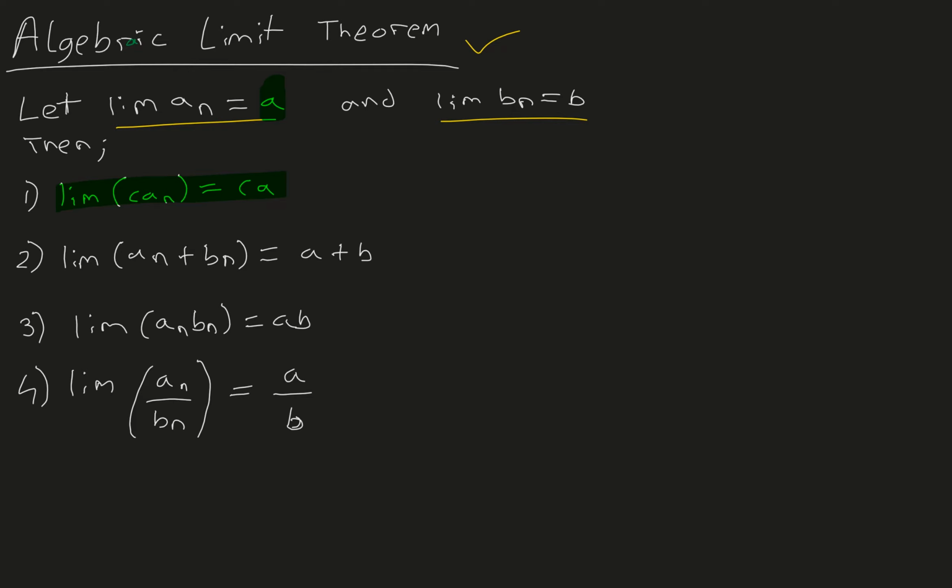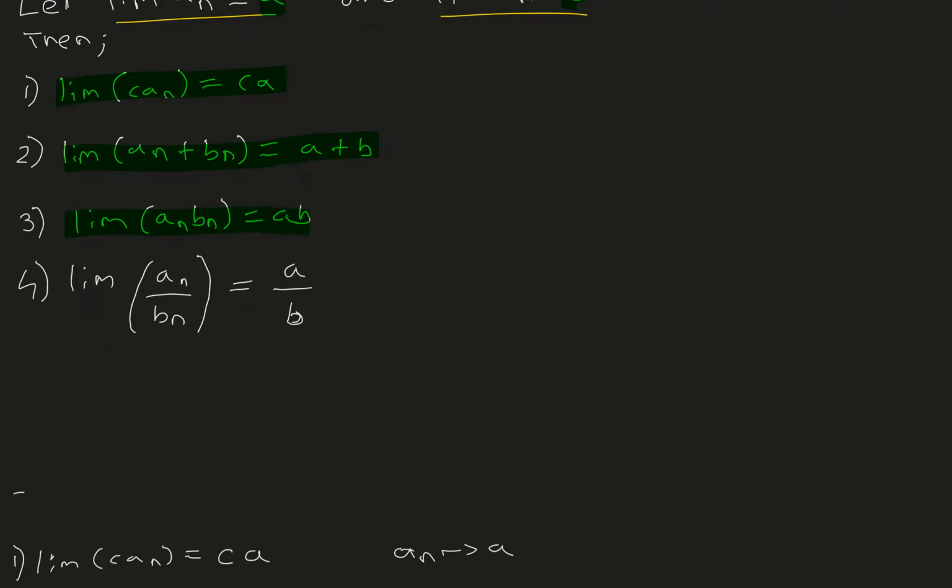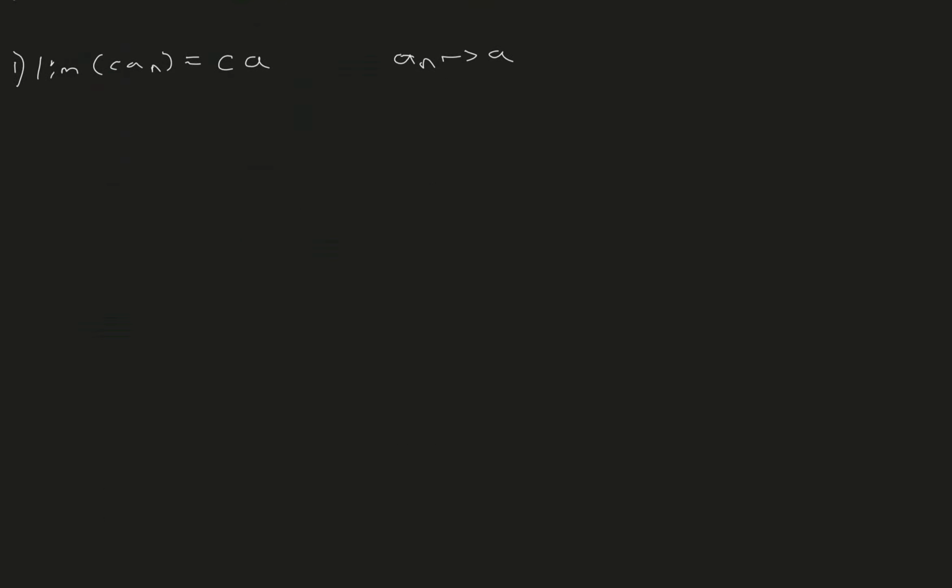And the limit of two sequences added together is just equal to the limits of the individual sequences added together, and the limit of two sequences multiplied together is just equal to the limits of the two sequences multiplied together, and so it is for the division. So let's go ahead and prove this before we start using them.